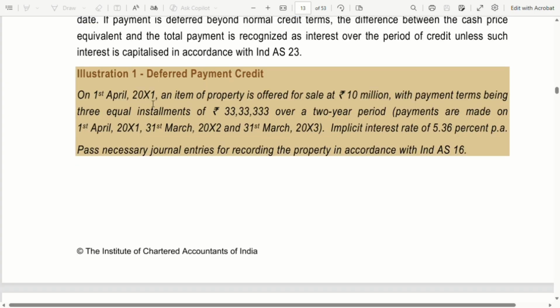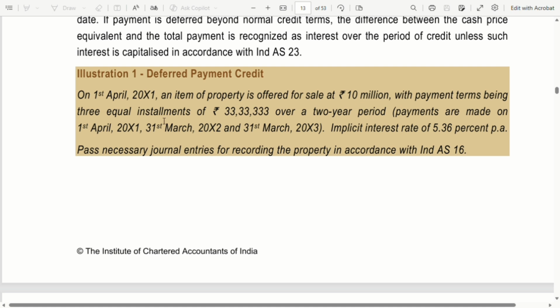On 1st April 2001, an item of property is offered for sale at rupees 10 million with the payment terms being three equal installments of 33,33,000 over a 2-year period. So this amount we are going to pay over 2 years. Payments are made on 1st April 2001, 31st March 2002 and 31st March 2003. Implicit interest rate of 5.36% per annum. Pass the journal entries for recording the property in accordance with Ind AS 16.